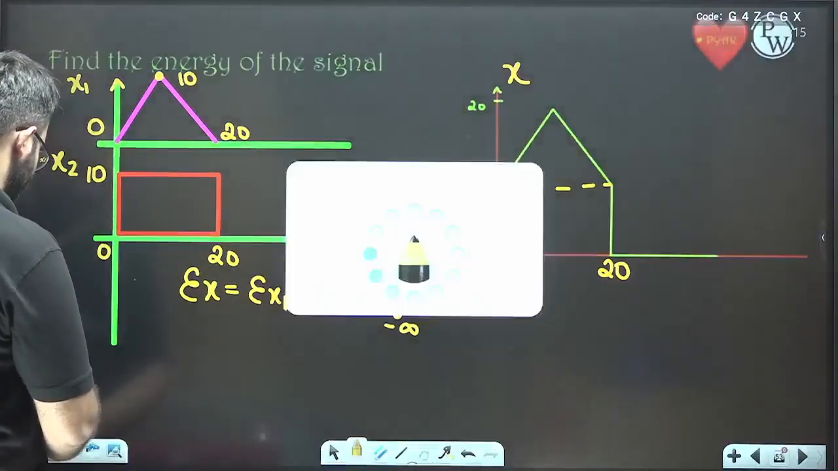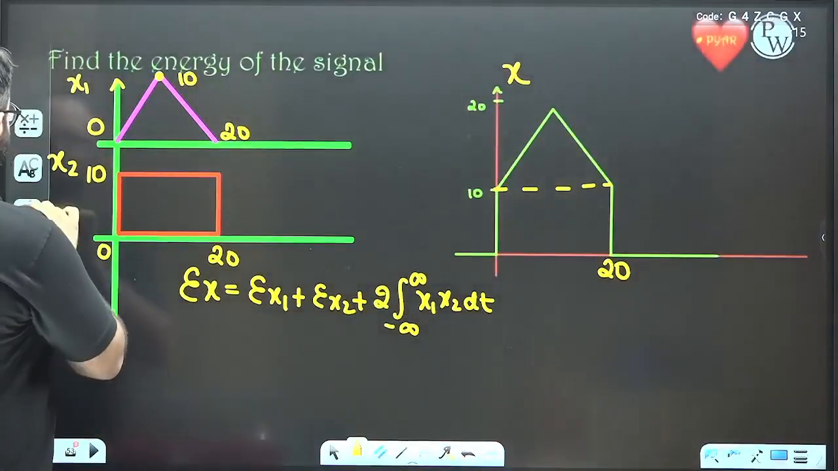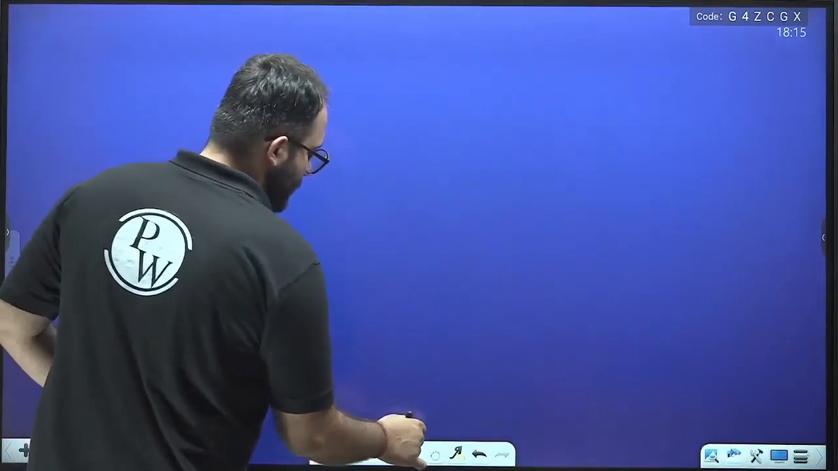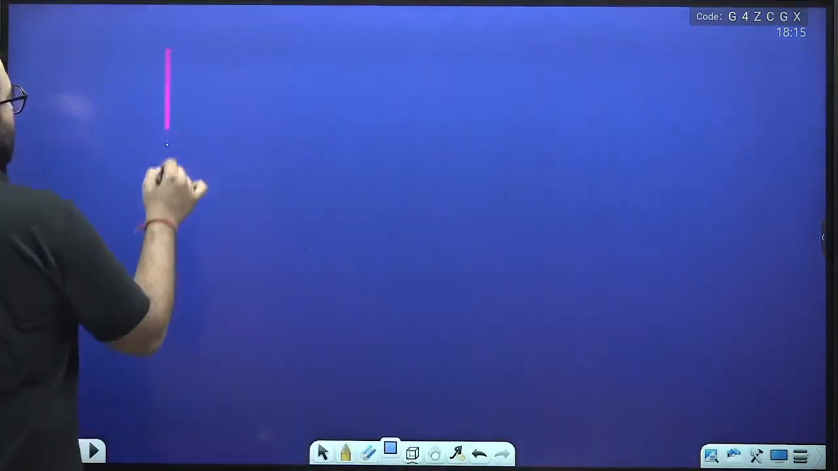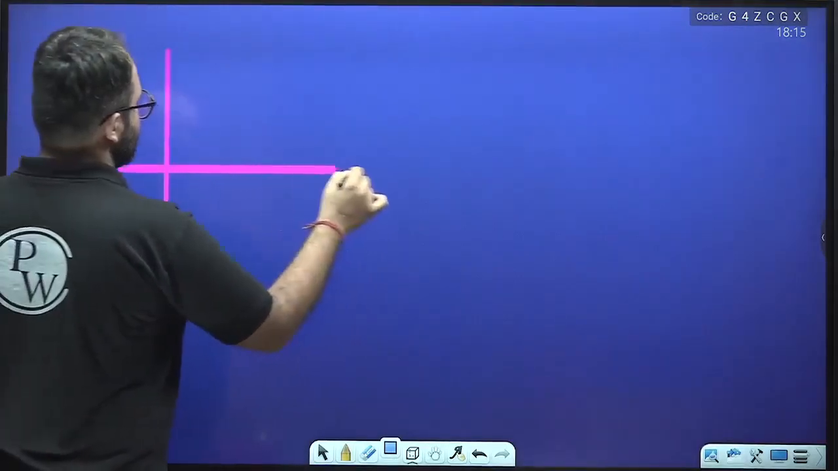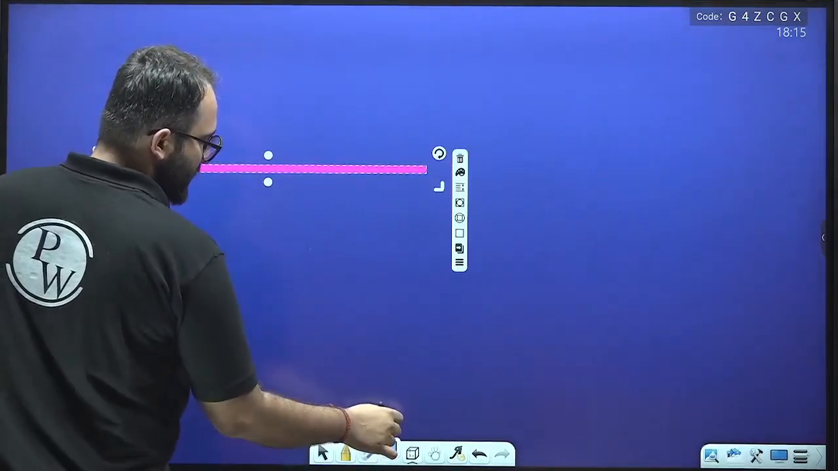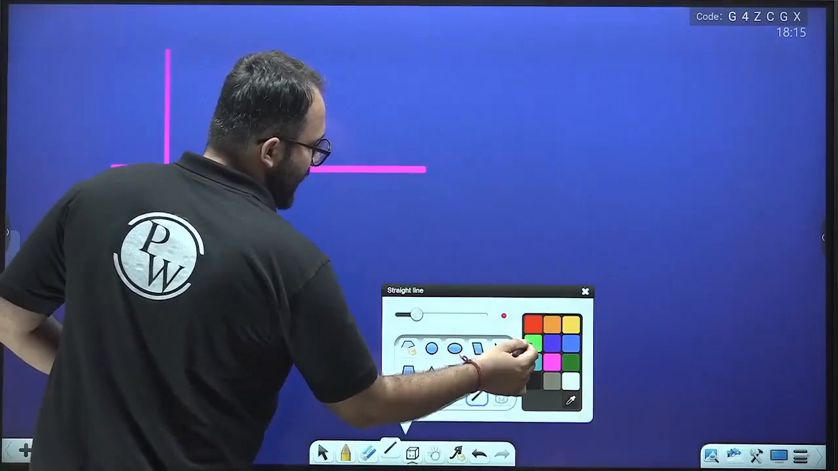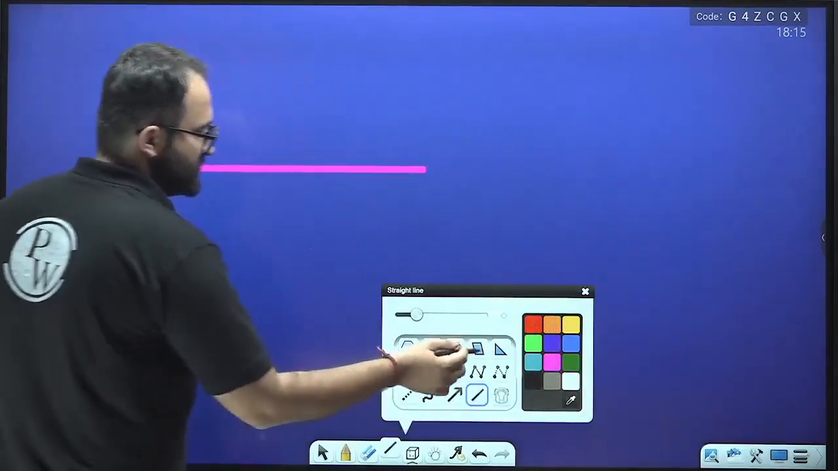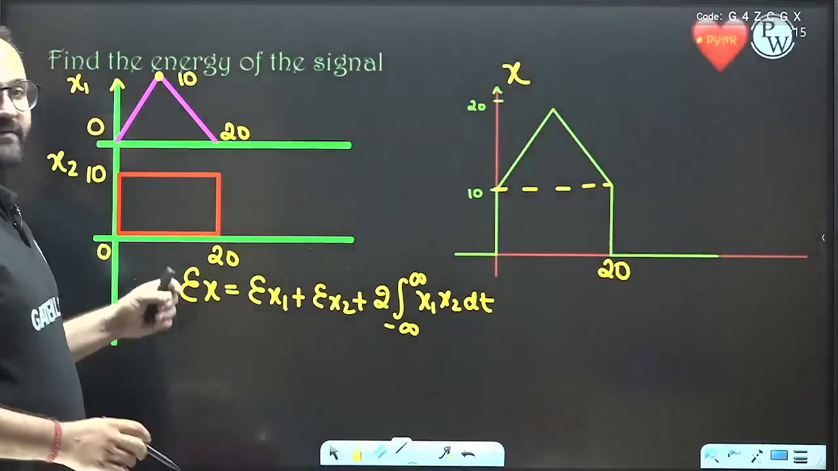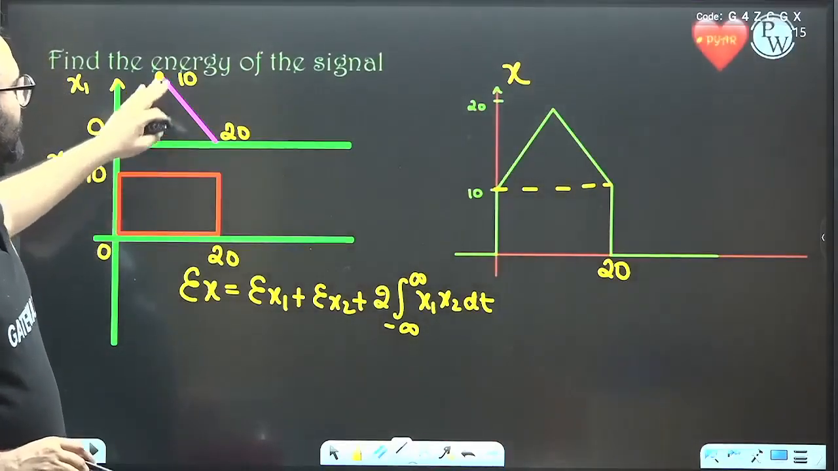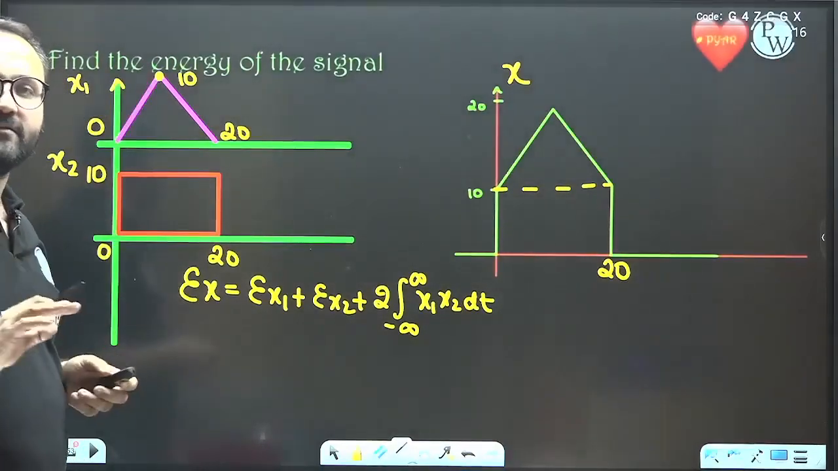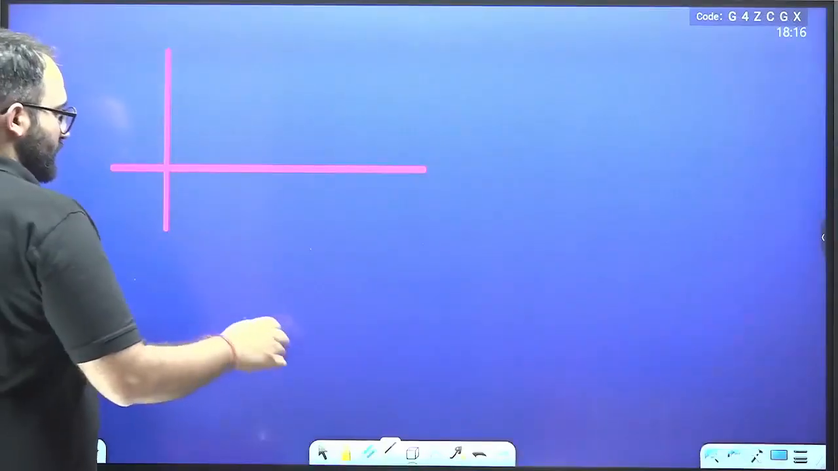Let us multiply these two. So when we multiply the triangle and rectangle, we will get a triangle only. The only difference is the height of the triangle will change. If you multiply this rectangle with this triangle, the triangle is getting multiplied by 10 directly.